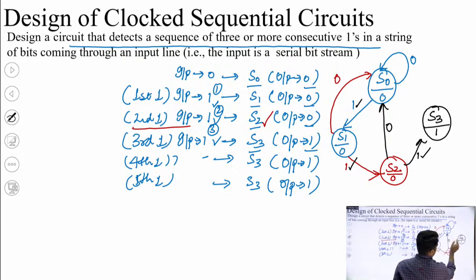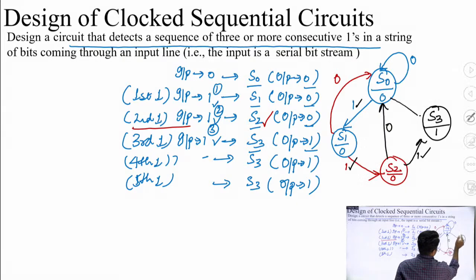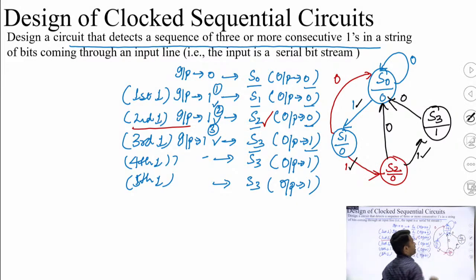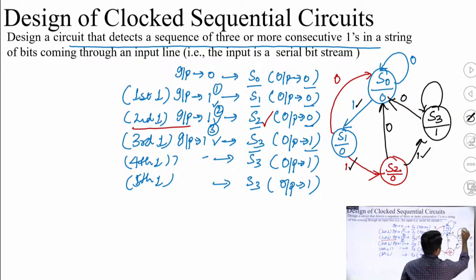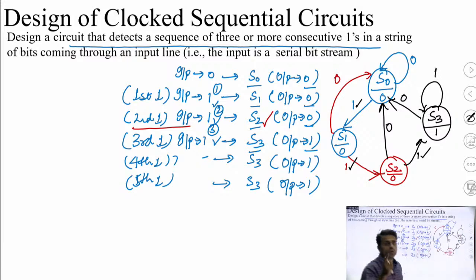Now if in S3 you get a 0 input, you will again go back to S0, but if there is input 1, that means a fourth 1, fifth 1, sixth 1, any number of 1s appearing after the 3 ones, you are going to stay in state S3 only. So this is a state diagram. This state diagram will most probably be provided by the examiner, but I have deliberately taken that question.